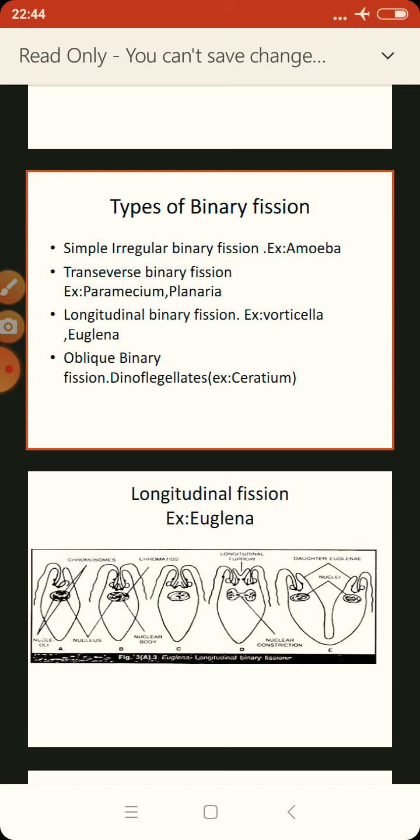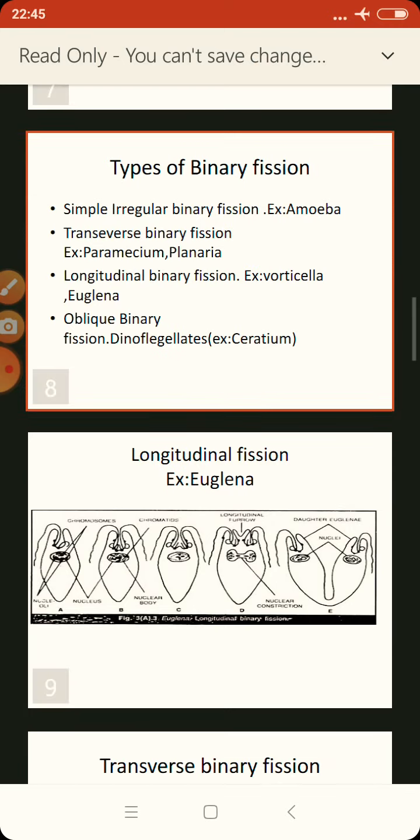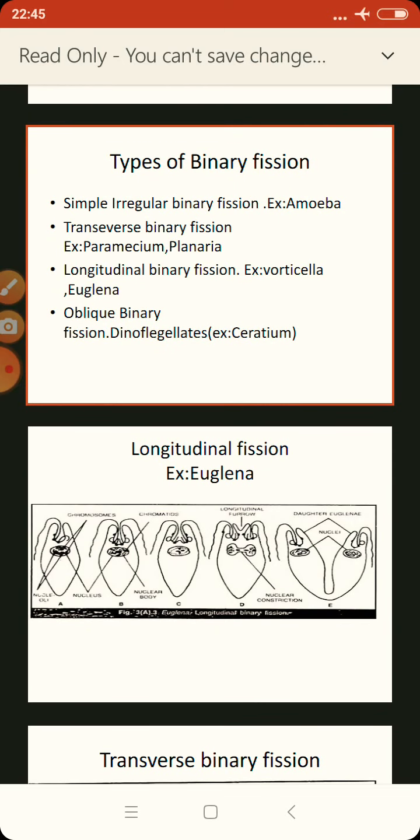Whenever we come across the word amoeba, the simplest figure we can draw is the amoeba. Why? Because it does not have a fixed shape, so you can draw it however you want.